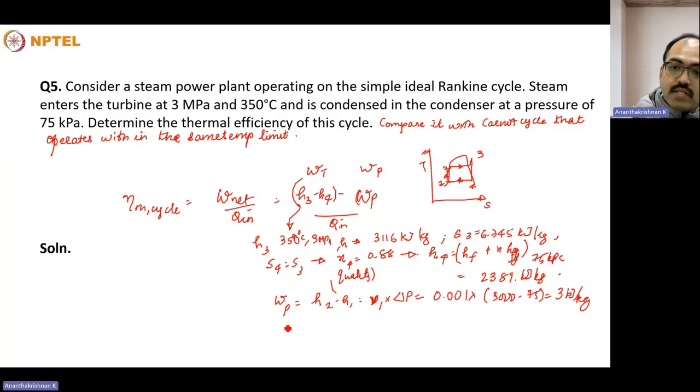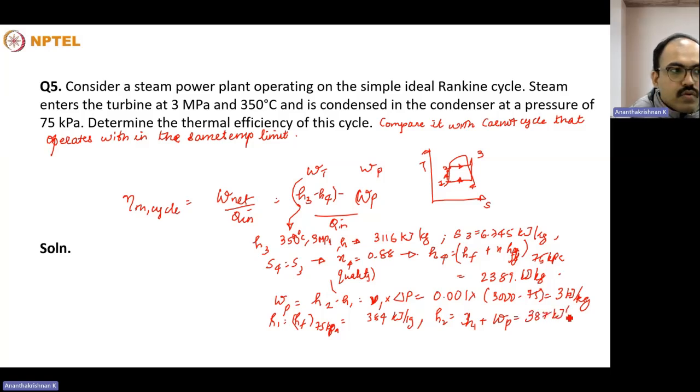You require H3 and H2, so you can calculate the value of H1. H1 is the specific enthalpy of the saturated liquid, Hf at 75 kilopascal, that will be equal to 384 kilojoule per kilogram, and H2 will be equal to 384 plus 3, that is H1 plus the pump work, which equals 387 kilojoule per kilogram. So we have got everything to solve this problem. All four enthalpies we have got straight away, and then we substitute them.